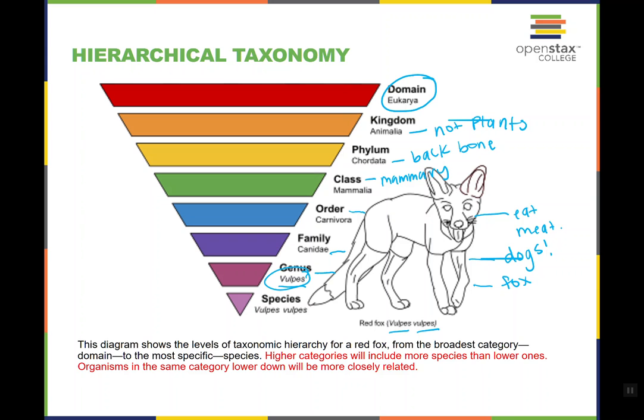And then the species name has two parts, Vulpes vulpes. Now they don't always repeat. But the common way to say the scientific name of a creature is by saying its genus and then its specific species name, which is the second one. So Vulpes vulpes is the red fox. So whoever named that one decided that since it seems like it's the archetypal fox, we're just going to call it the fox fox and be done with it.